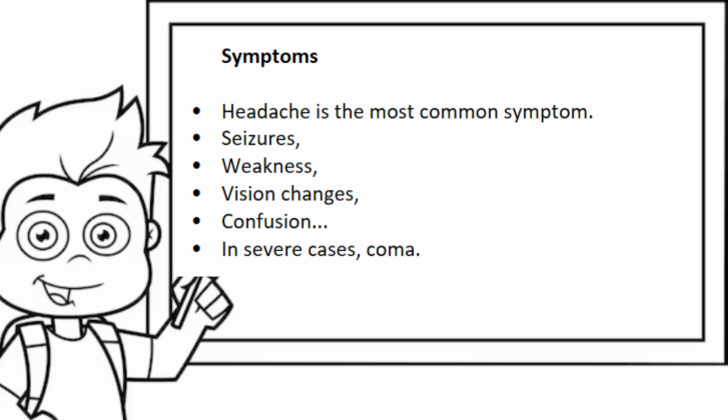The tricky part of this condition is that it can look like anything. Headache is the most common symptom. You might see seizures, weakness, vision changes, and confusion. And in severe cases, especially when there's a mass shift, you get coma, like in this patient. So, if a young person, especially a woman, comes in with a sudden bad headache and risk factors like birth control or autoimmune issues, keep CVST, cerebral venous sinus thrombosis, on your radar.